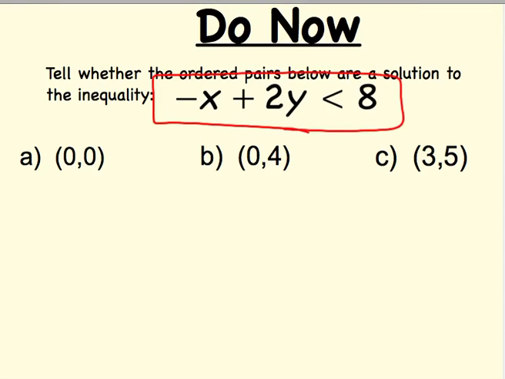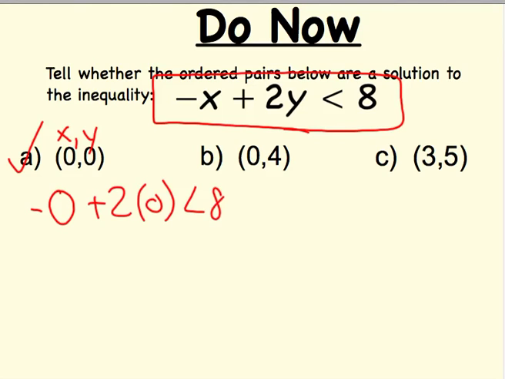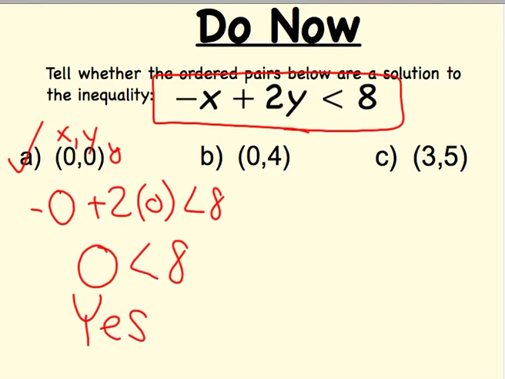And we first want to start with letter A. It wants to know if 0, 0 is a solution. So the first 0 is the x value, the second 0 is the y value, and I'm going to replace x and y with 0 in the inequality. Now negative 0 plus 2 times 0 is 0, less than 8. And you have to decide, is 0 less than 8? And the answer to that is yes. So therefore, 0, 0 would be an ordered pair that would solve this inequality.